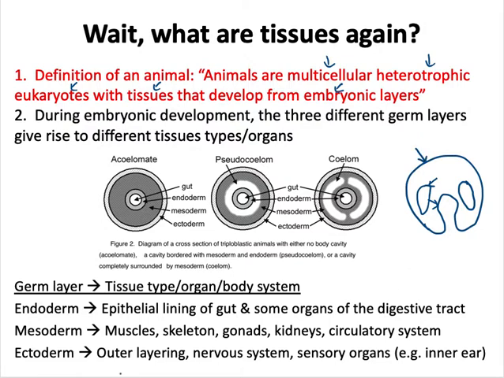The ectoderm germ layer will later develop into the tissues of the skin or the outer layering, like the scales of reptiles, the central nervous system, and some of the sensory organs in the anterior portion of the heads of animals.